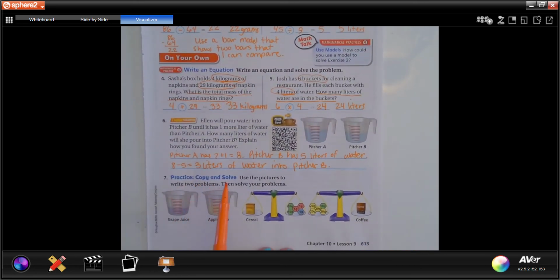All right, let's do number 7. Number 7, practice, copy and solve. Use the pictures to write 2 problems and then solve your problems. All right, let's say Frank has how many containers of, what do we have here? Grape juice and apple juice. So Frank has 2 containers of juice. Let's say we want to find out how much he's going to drink altogether if he drinks all the juice.